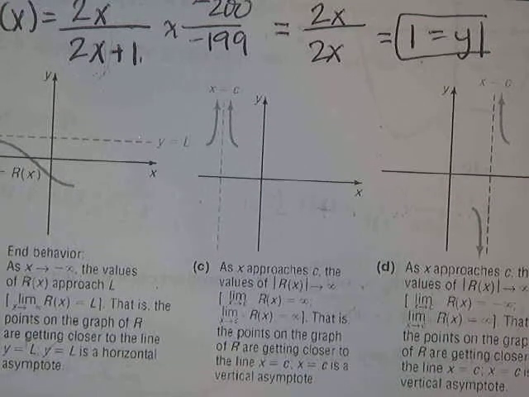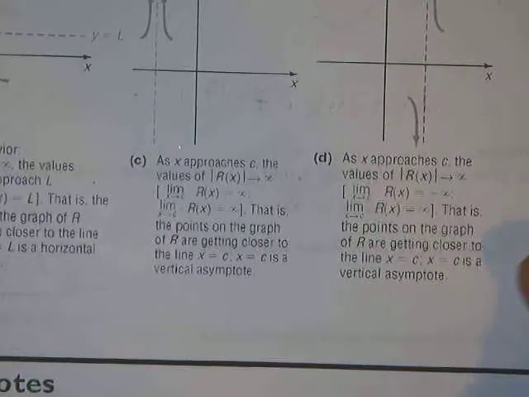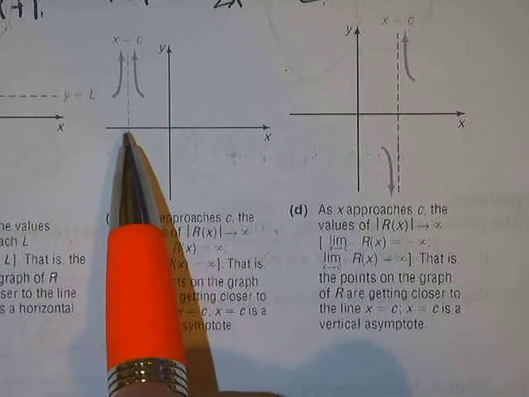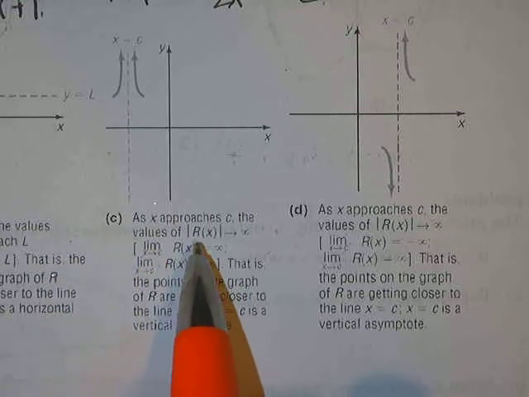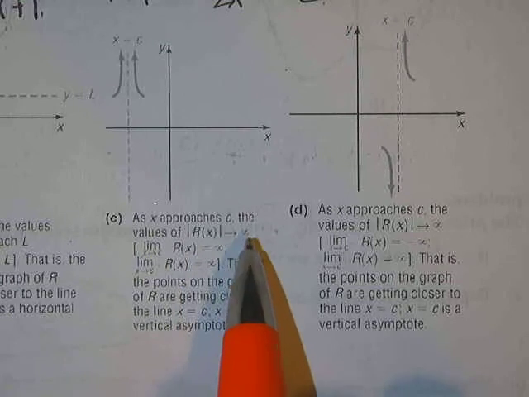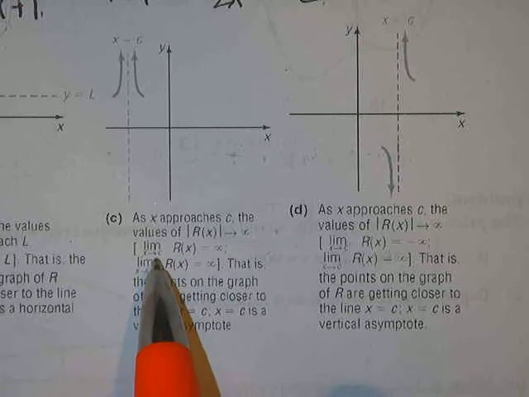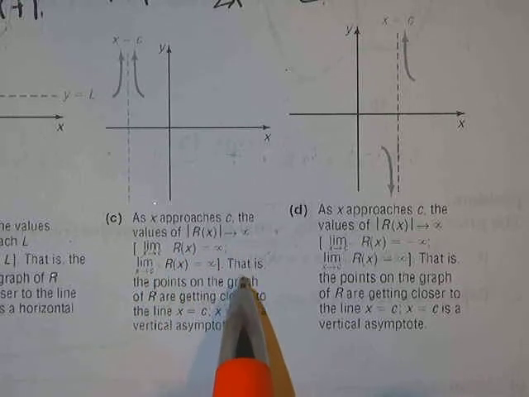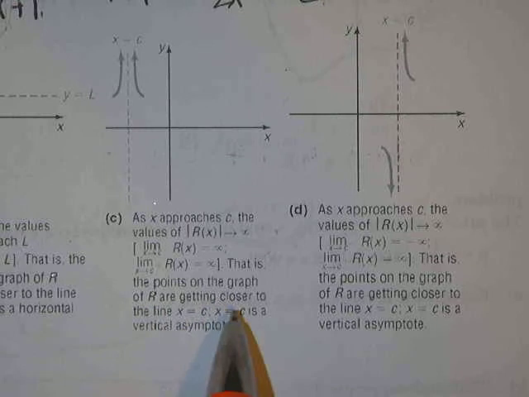Now, what's going to happen to my vertical asymptote? Here we're going to look at box C and box D. As x approaches C, where C is some particular value, the values of r of x approach infinity. That means you can't have it; we don't know what infinity is. So the limit as x approaches C of r of x is infinity. That is, the points on the graph of r are getting closer to the line x equals c, and x equals c is a vertical asymptote.